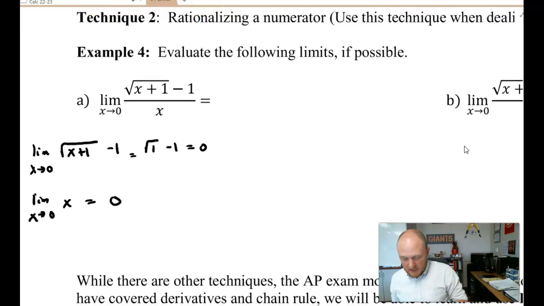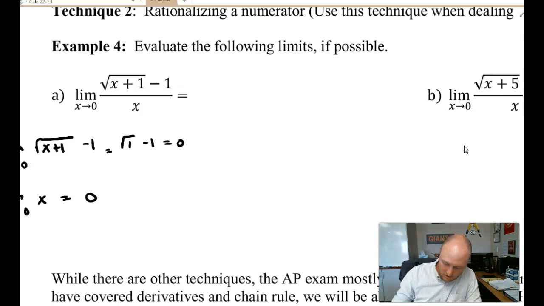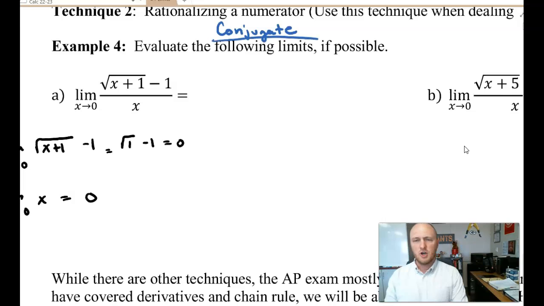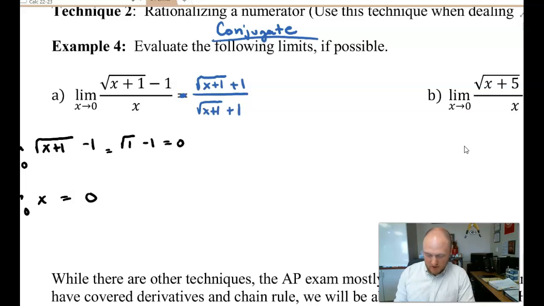What do I do? Well, here's where we're going to go ahead and rationalize. And we are going to use the conjugate. So go ahead and write the word conjugate on your notes. Can you say the word conjugate? Good job. Okay, the conjugate. I'm going to multiply top and bottom by the conjugate of whatever contains the radical. So the square root of x plus 1 over the square root of x plus 1 plus 1.